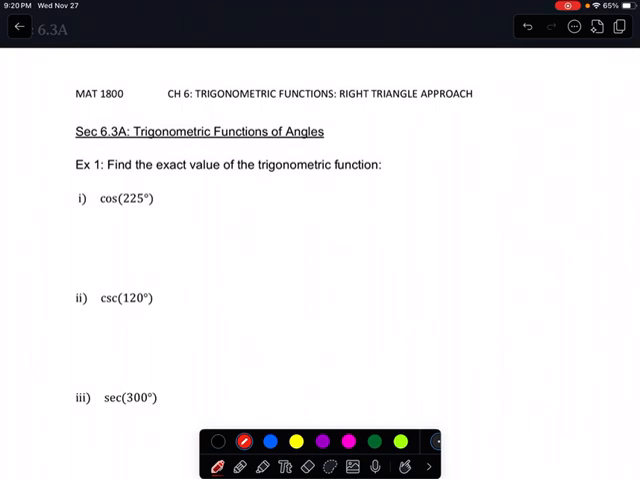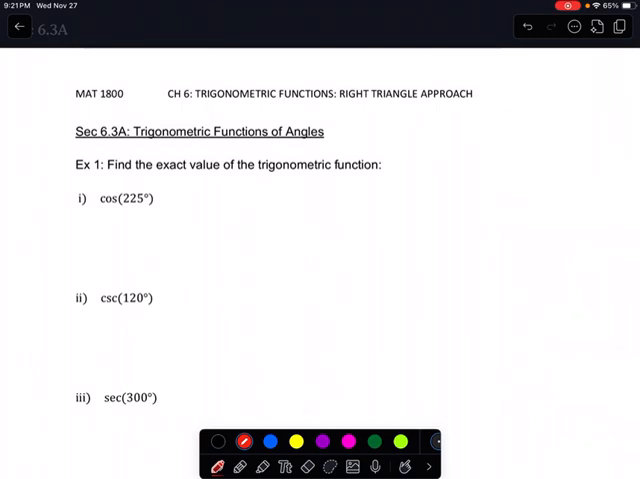6.3a. So in this section we are going to look at how to find the trig function values for different angles. The first thing I have to do is to tell you about reference angle. So what is a reference angle?